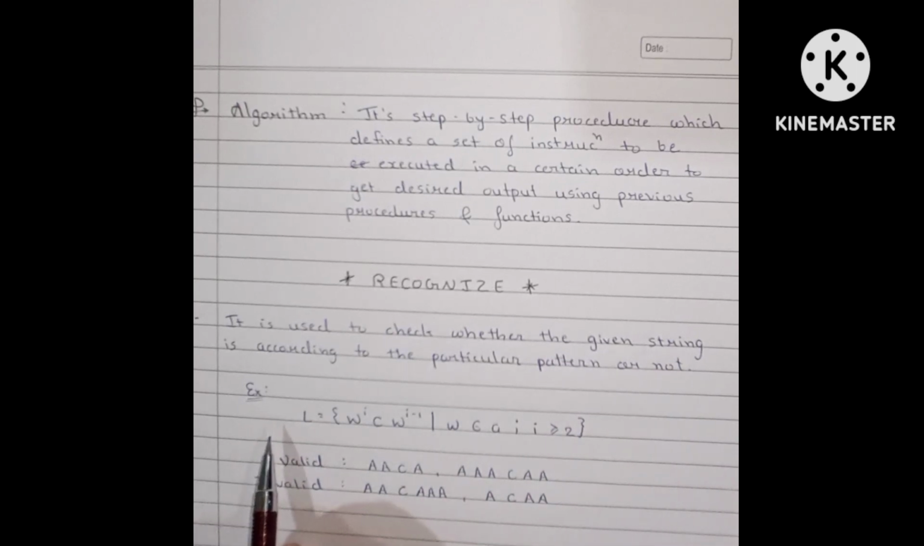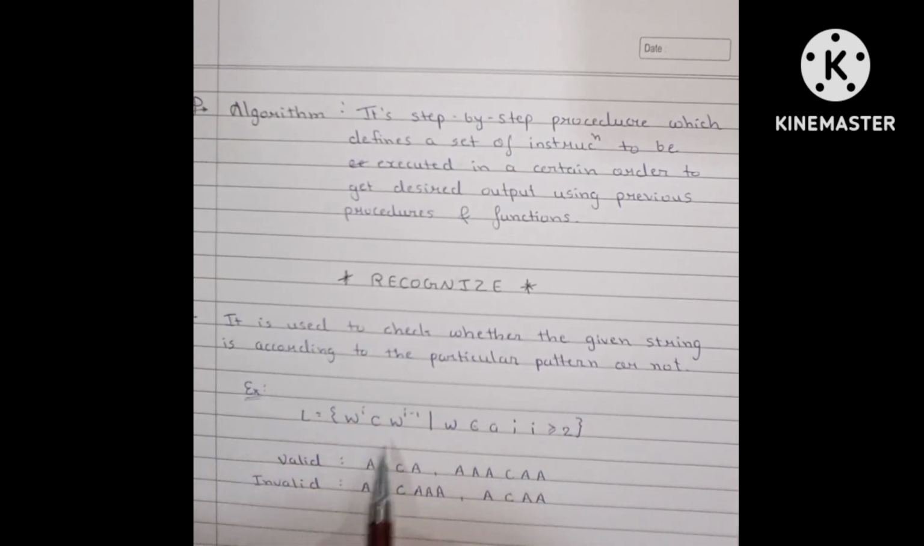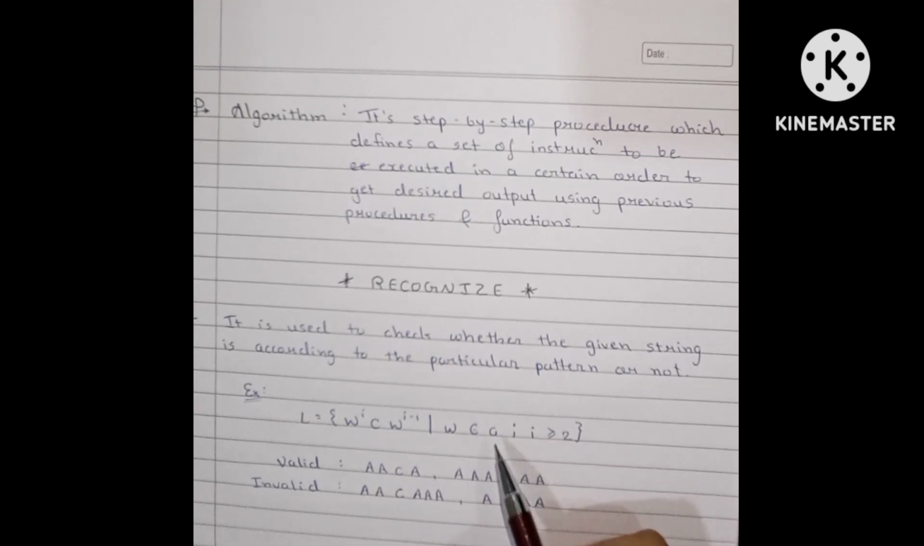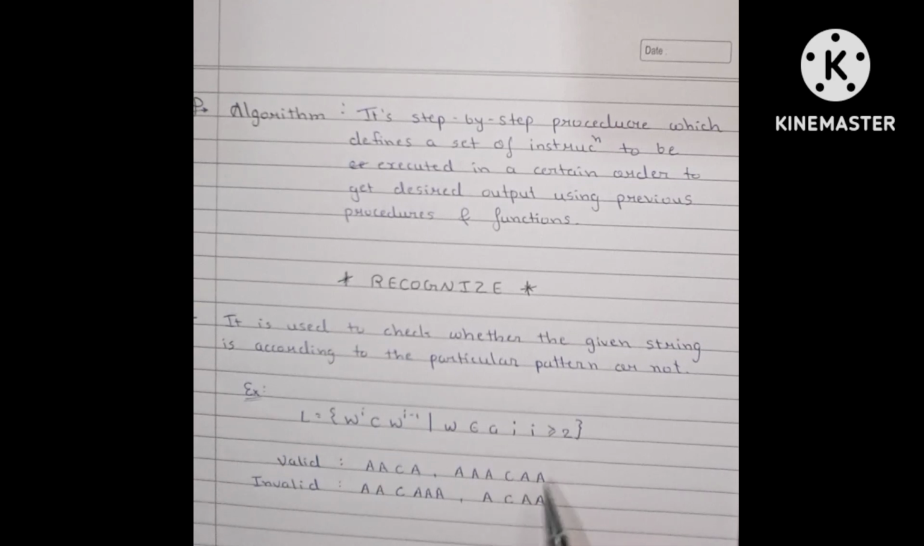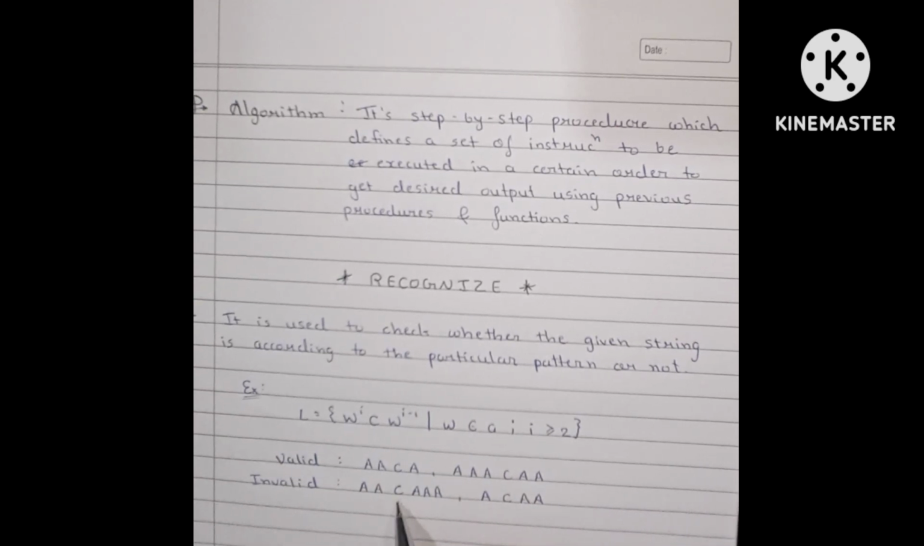Here is an example in a set-property form of a random pattern, where L is a set of w raised to i, C, w raised to i minus 1, where w belongs to any character. Here I have taken A, where i is greater than or equal to 2. The valid string would be twice A, C, A, or thrice A, C, twice A, whereas an invalid string would be twice A, C, thrice A.